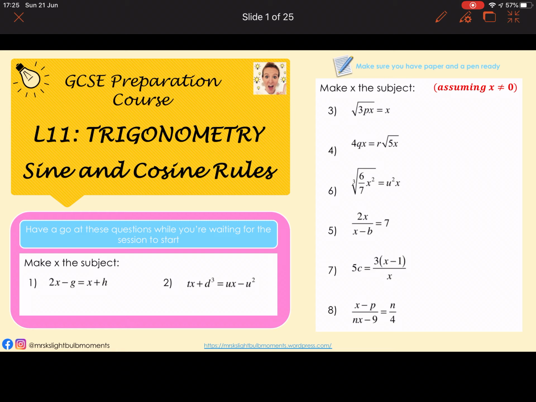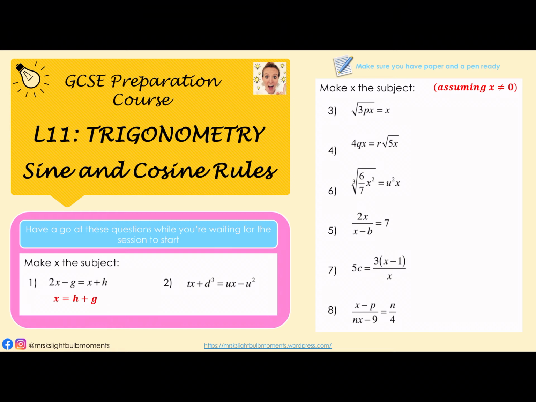Okay, let's put some answers up and I'll go through a few of them. So we have, first one, x equals h plus g. Second one, x equals u squared plus d cubed over u minus t. In that one you had to get the x's onto one side and then factorise out of a bracket.